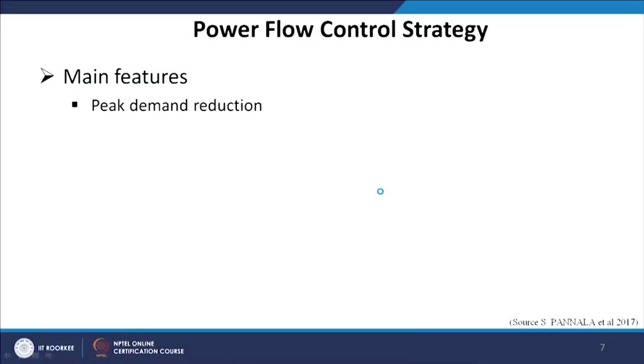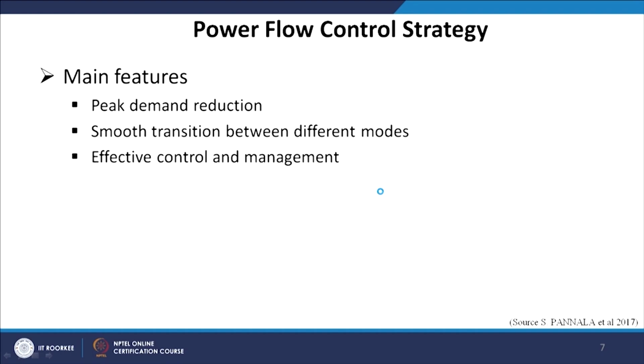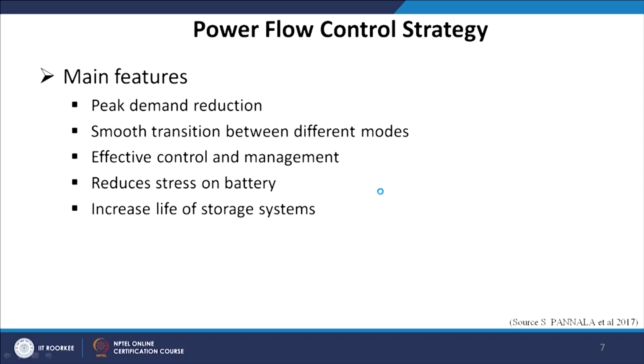Now, the power flow control strategy, what are the main features? First of all, using the power flow control strategy, we can reduce the peak demand, get smooth transition between different modes of operation, effective control and management, and reduced stress on the battery because it is a smooth transition. It increases the life of the storage systems because you allow the storage to charge as well as discharge depending upon its SOC level, covering grid connected and islanded mode. That means your system can operate whether the grid is there or even without the grid.